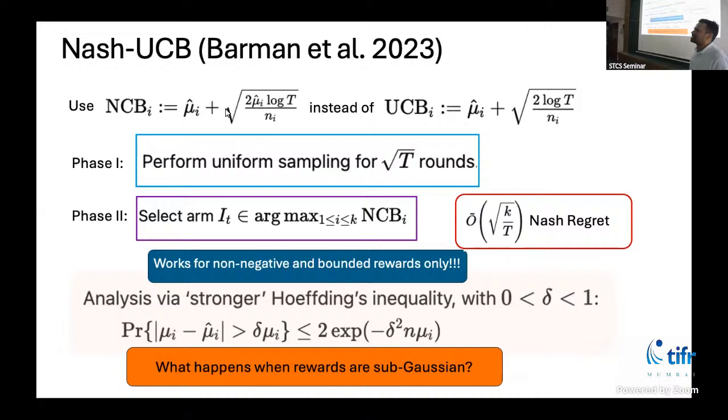So the metric that you optimize is probably fair, right? That geometric mean. We get square root k regret, which means the geometric mean is close to mu star if capital T is very high.